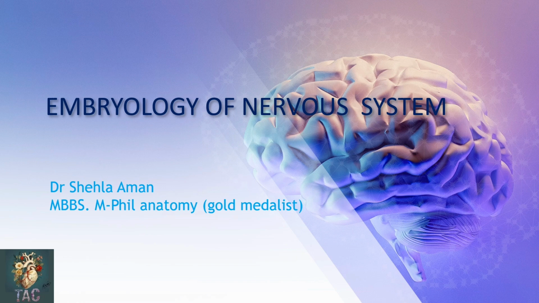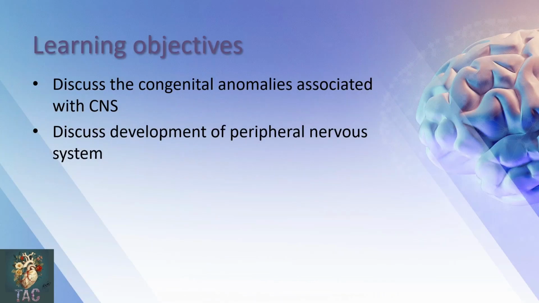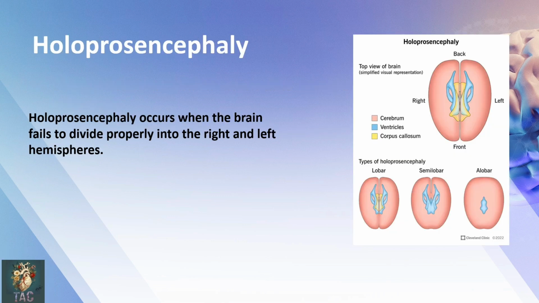In today's class of embryology of the nervous system, we are going to discuss the congenital anomalies associated with the central nervous system and discuss the development of the peripheral nervous system. So first we will discuss holoprosencephaly.